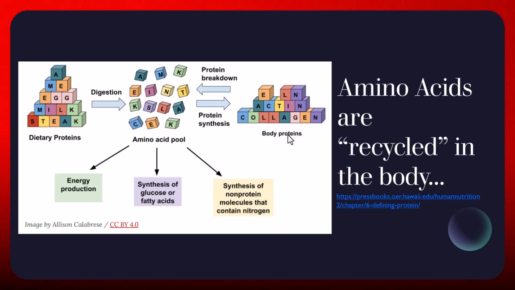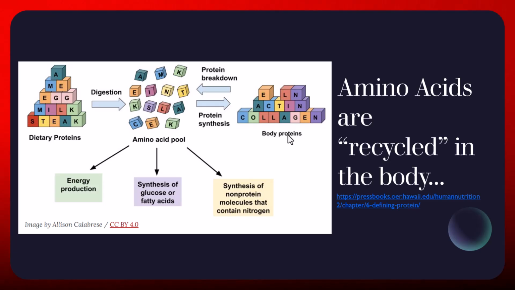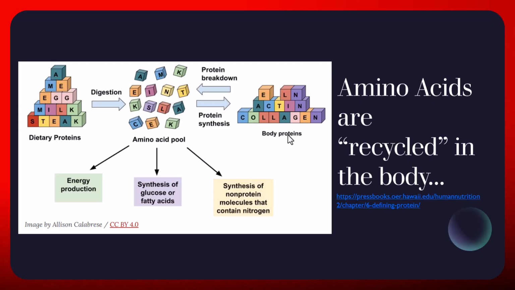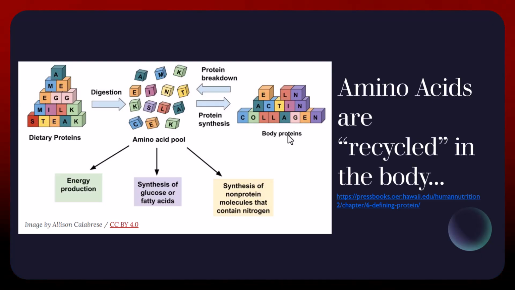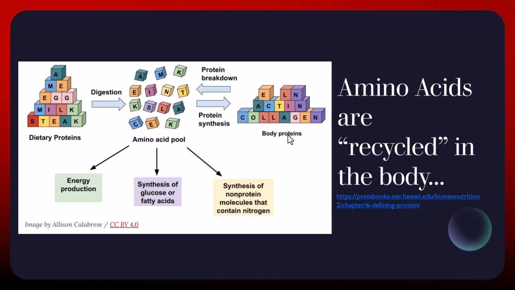And so over on the right, it shows body proteins have been formed. Then those body proteins can also be broken down and put back into the amino acid pool and used for energy production, synthesis of glucose or fatty acids, synthesis of non-protein molecules that contain nitrogen. So if there's not enough dietary proteins, right, the body could start breaking down body proteins and using them for energy. That's one of the things that can go awry, right?